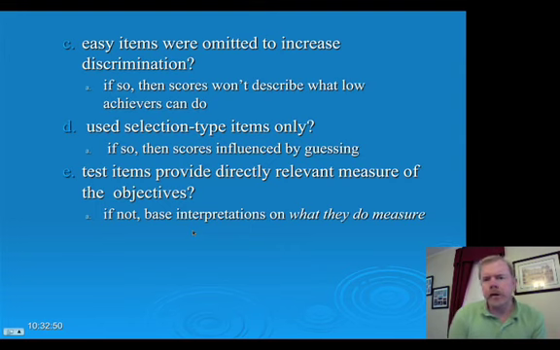Another couple of points. Were easy items omitted to increase the discrimination? What we see on a test like the SAT is that it's designed to sort kids out. It's designed to be difficult. If you have a lot of easy items on a test like the SAT, you're going to wind up needing to have a much longer test, because in order to sort kids out, if you have all college-bound kids who are fairly talented taking the test to start with, and you include a series of quite easy items, then you're going to have essentially no variance.